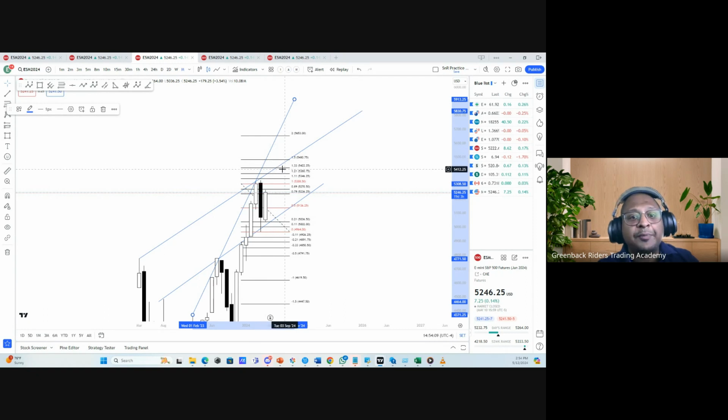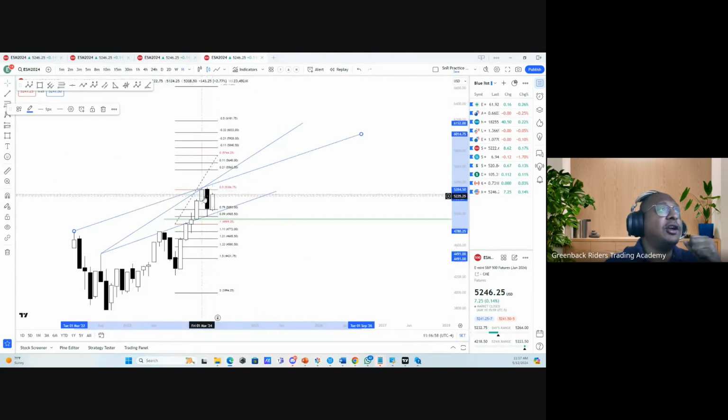create a dueling line. What is a dueling line? Once we are in this area, this line will act as a support and this line will act as a resistance, as long as we do not break out of both of these. My first target on the monthly chart still is the top of March, and then we will see what goes on from there.